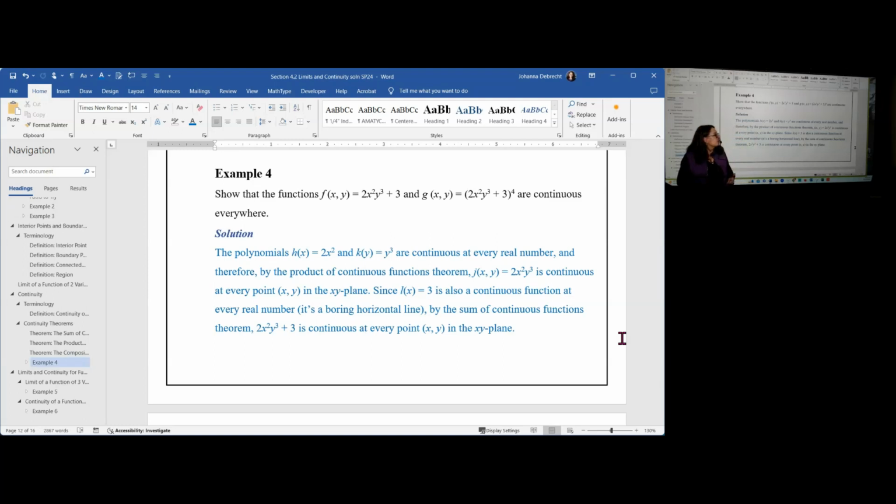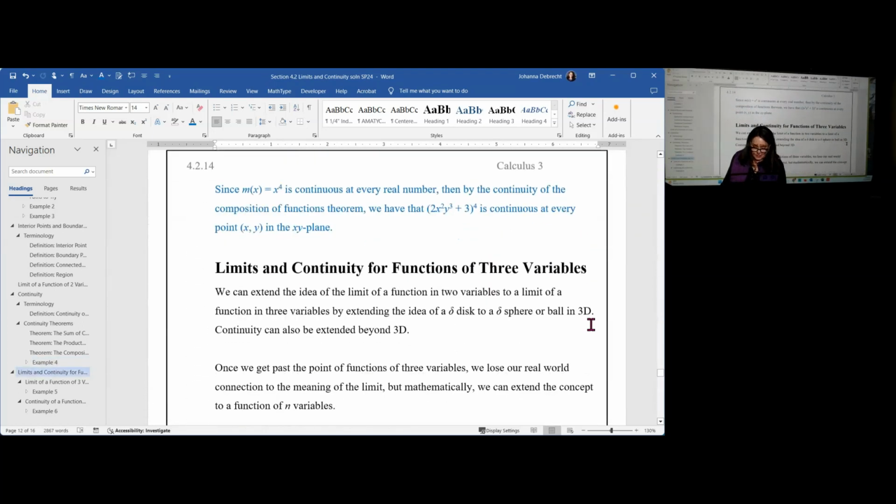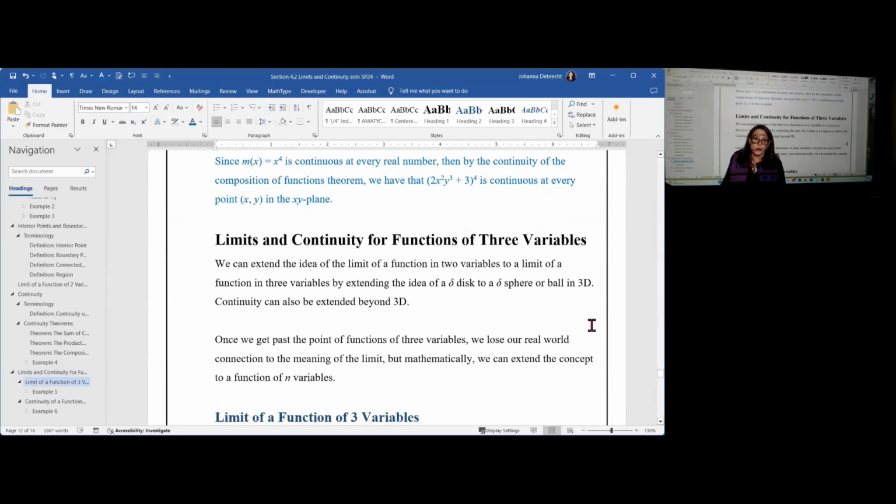Now we want to prove that g is continuous everywhere. Well, we've already proved that the interior is a continuous function: 2x squared y cubed plus 3 is continuous at every real ordered pair xy in the xy plane. However, we also know that the single variable function x to the fourth power, being polynomial, is also continuous over the entire real number line, which means that if we compose x to the fourth with 2x squared y cubed plus 3, then by the theorem for the continuity of composition of functions, we know that it has to be continuous at every point in the xy plane.